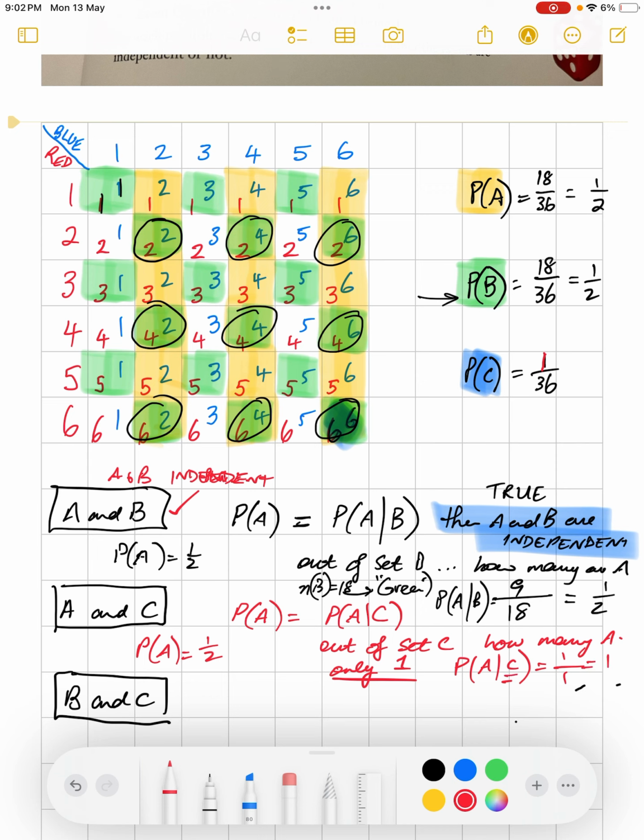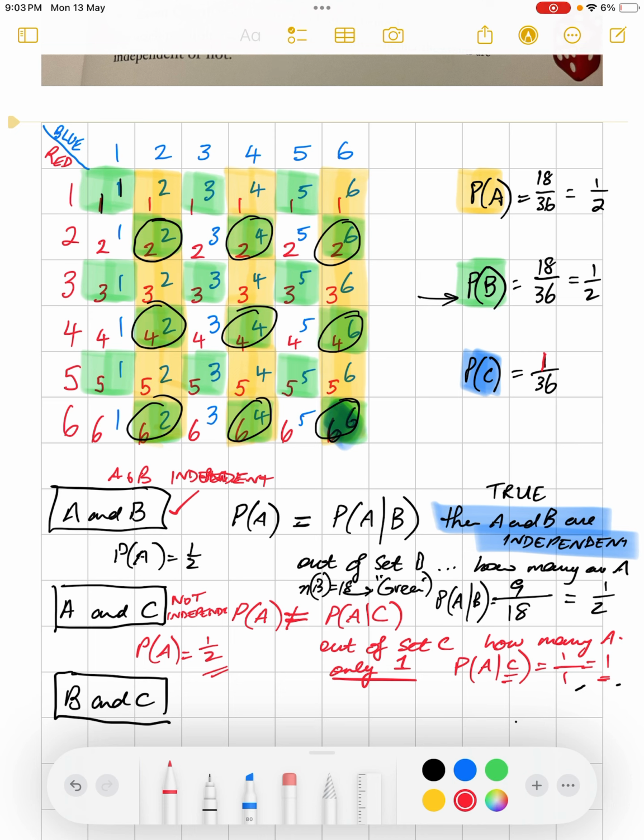So given C, given the score is 12, what's the chance that the score is even? Yeah, 100%. Trouble is, a half does not equal 1. So this is not equal, a half doesn't equal 1. Therefore, A and C are not independent. All right, we've established that.